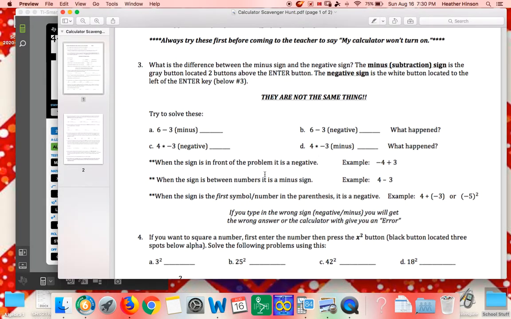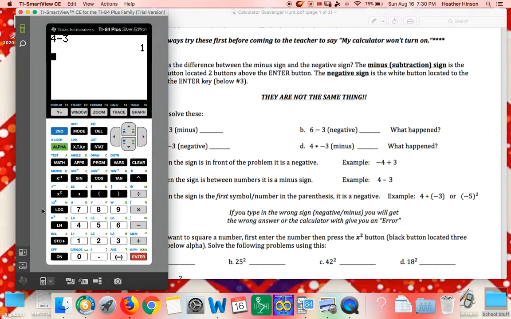The last little note, when the sign is the first symbol or number in the parenthesis, it's negative. So this one right here, this is not 4 plus a minus 3. That's 4 plus a parenthesis negative 3. It goes off the same rule as this one. Because it's your first symbol with the number, it's going to be a negative, because that's the first symbol in that group. So 4 plus a negative 3 would give us 1.